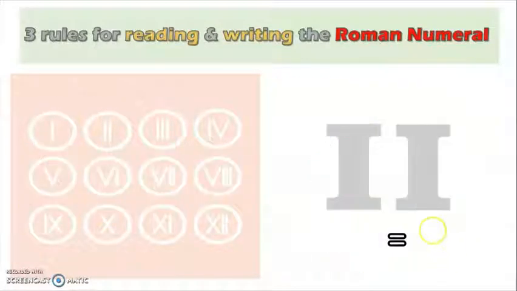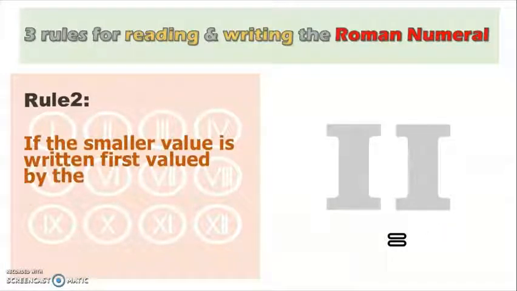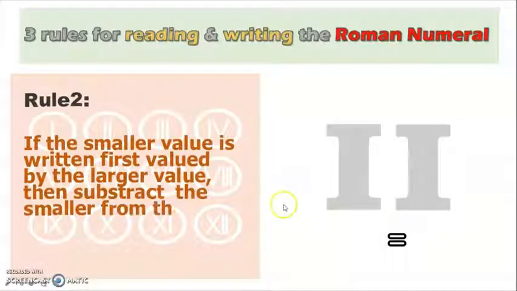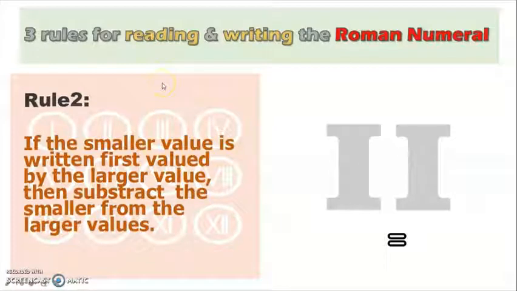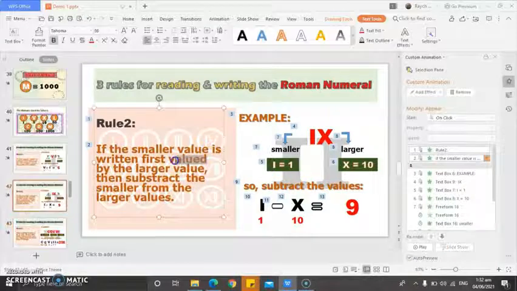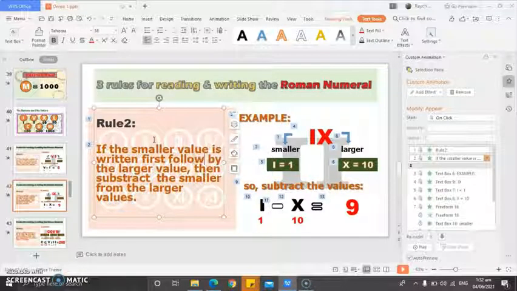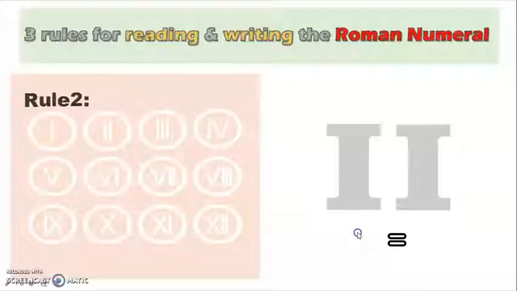So, another rule, rule number 2. If the value is smaller, written first, followed by the larger value. Sorry for the typo, let's change it to followed. Okay, again. Rule number 2.